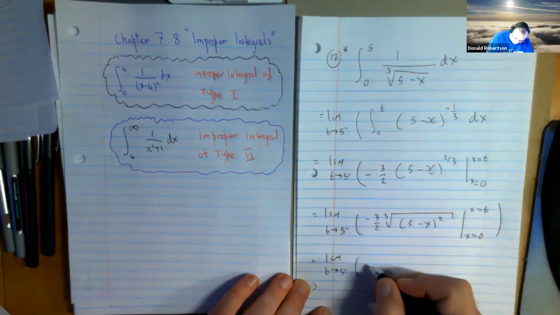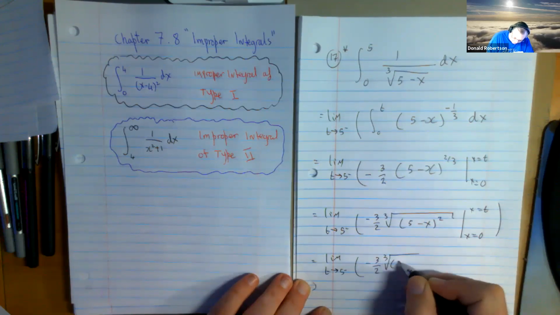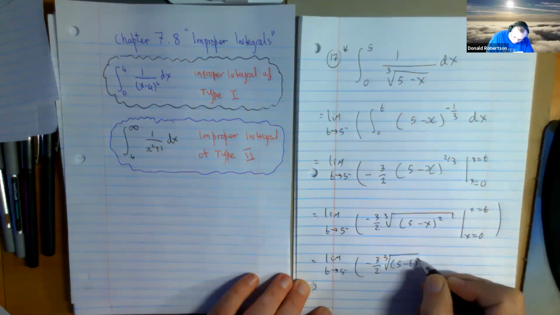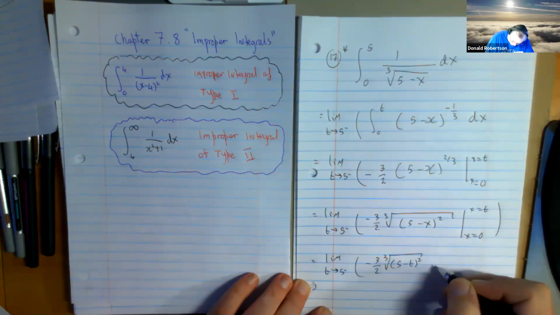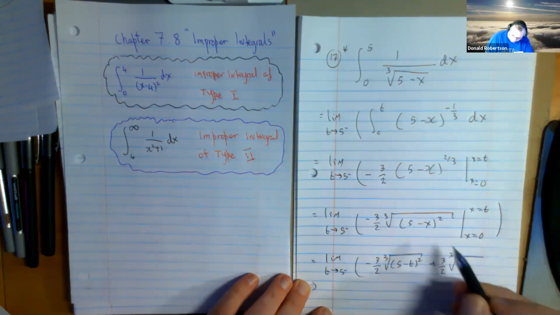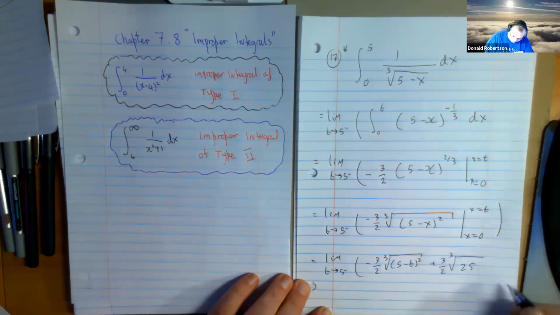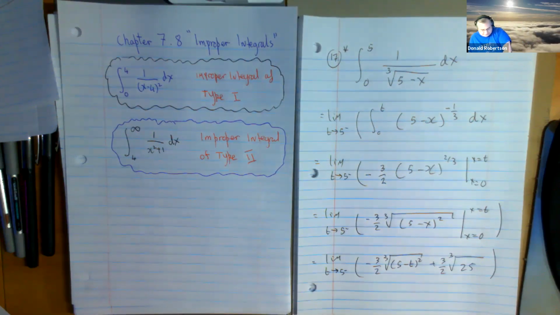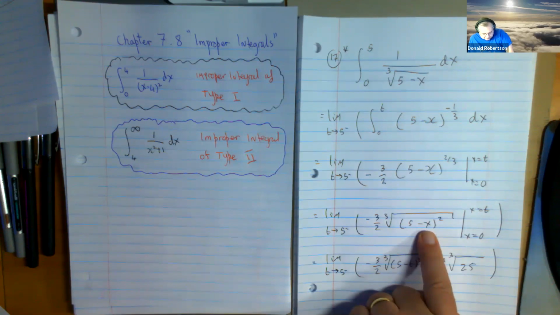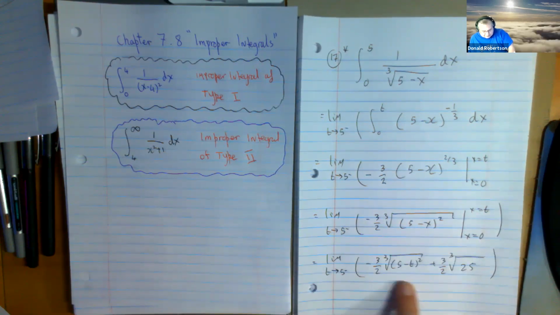If you plug in t, you get -3/2, the cube root of 5 minus t squared. Take away a negative, so you're going to add 3/2, the cube root of nothing 5, 25. Now you plug 0 in there, you get 0, 5 squared gets you 25. It's the cube root of 25.